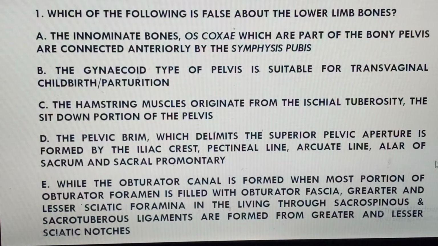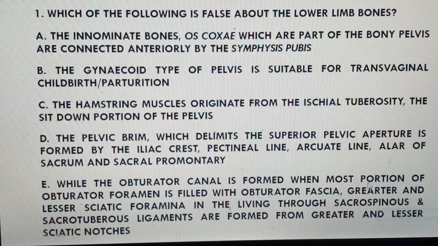Now, option E says, while the obturator canal is formed when most portion of the obturator foramen is filled with obturator fascia, greater and lesser sciatic foramina in the living through sacrospinous and sacrotuberous ligaments are formed from greater and lesser sciatic notches. Now, this is a false statement.